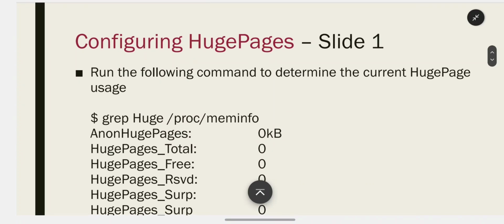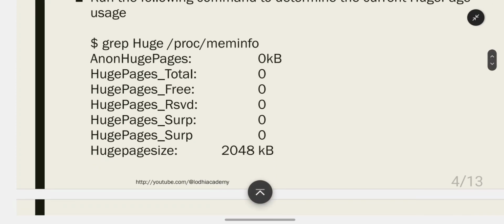Configuring huge pages. This is slide 1 for the configuration. Run the following command to determine the current huge page usage. Means if you want to see the existing usage of huge pages, whether they are configured or not, you can run the command grep huge /proc/meminfo, or you can run another command, cat /proc/meminfo, then grep huge. It is showing that huge pages total is 0, huge pages free 0, reserved 0, so it means it is not in use, but it is showing the huge page size, which is 2048 KB.